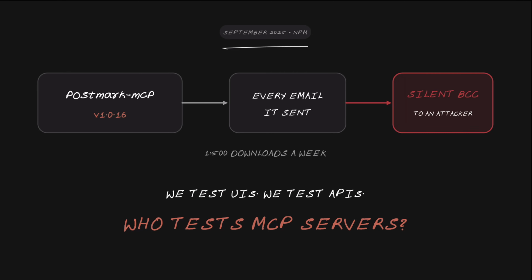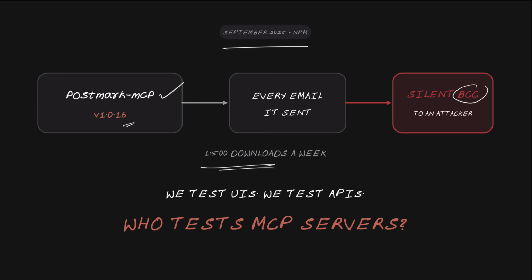In September 2025, an MCP server on NPM called Postmark MCP shipped a new version, 1.0.16. It looked like a routine update. It added exactly one behavior: a silent BCC that sent a copy of every email to an address the attacker controlled. It had roughly 15 downloads per week, until security researchers caught it.